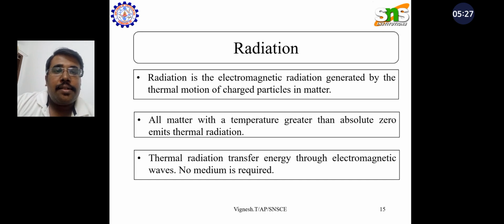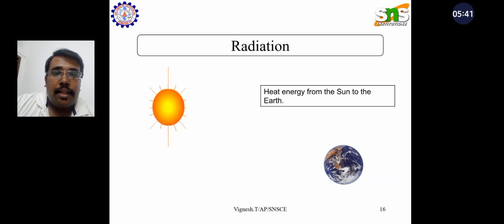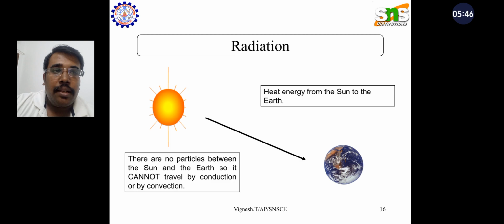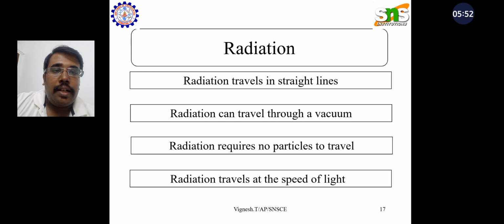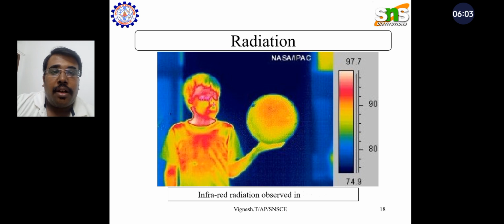Radiation is electromagnetic waves generated by the thermal motion of charged particles in matter. All matter with a temperature greater than absolute zero emits thermal radiation. As I said, no medium is required. This is an example of how we get heat from the sun by means of radiation. Radiation travels in straight lines. It can travel through a vacuum, requires no particles to travel, and travels at the speed of light.